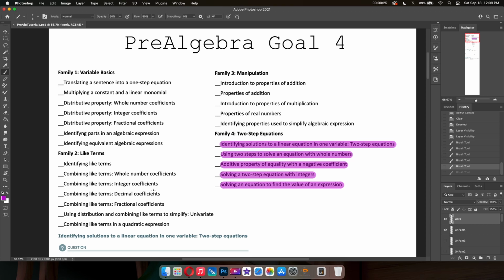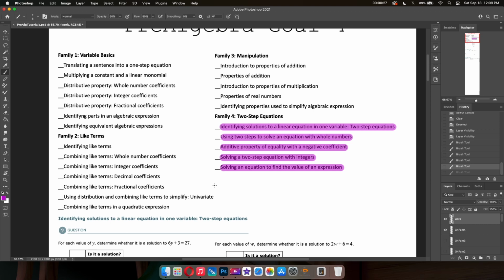So before I get into the actual equations, I want to talk a little bit about some of the stuff that you've been seeing on and off throughout pre-algebra. You have PEMDAS: parentheses, exponents, multiplication, division, addition, and subtraction. When you're solving specifically a two-step equation, you always want to go in reverse order.